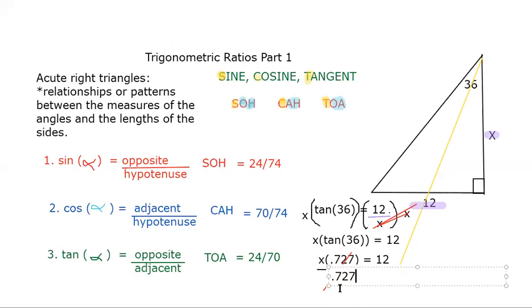So 0.727 on the left, and we have 0.727 on the right. And now we're just going to do that division in our calculator. We're going to do 12 divided by 0.727 and figure out what x is. 12 divided by 0.727, enter. 16.51 is our final answer.